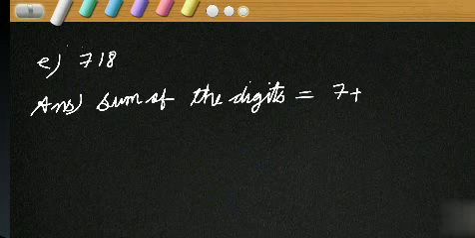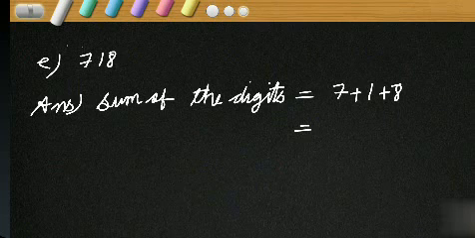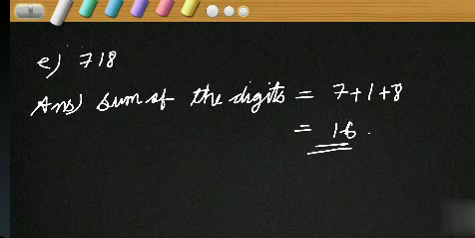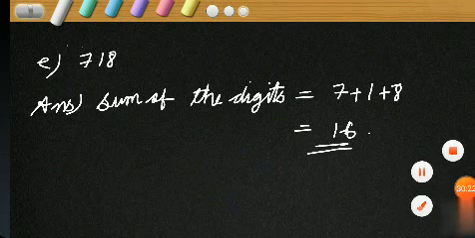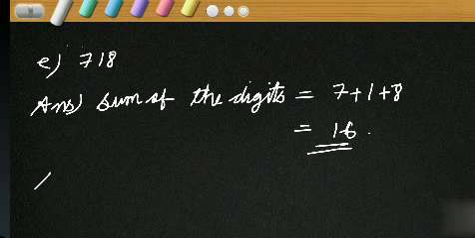So 7 plus 1 plus 8. That is 7 plus 1 is 8, and 8 plus 8 is 16. Is 16 divisible by 3? Is 16 in 3's table? No, 16 is not in 3's table. So what can we conclude from this? Yes, since 16 is not divisible by 3, we can say that the given number 718 is also not divisible by 3, isn't it?